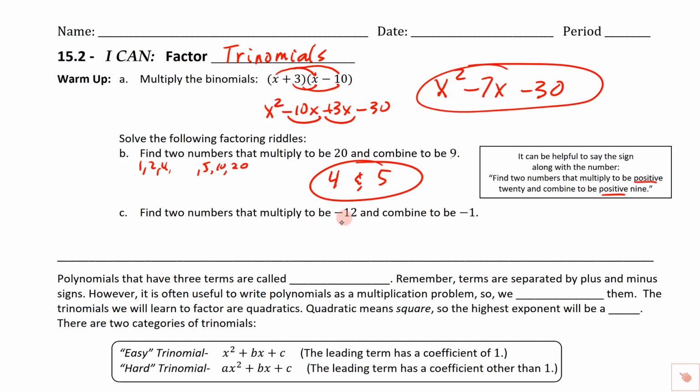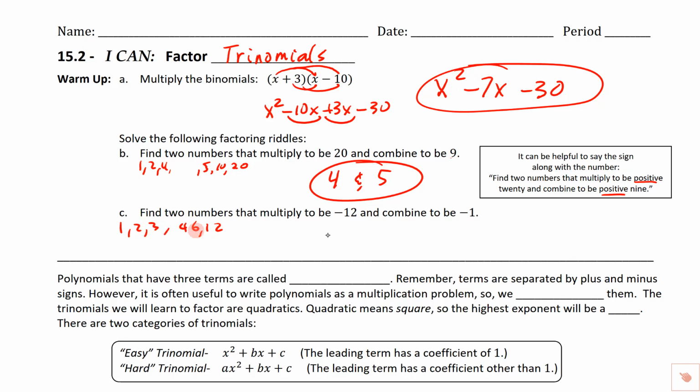Well, the way they're going to multiply to be a negative is one would have to be negative and one would have to be a positive. So let's try it this way. 1 goes into 12 12 times, but you can't make a 1 out of those. 2 goes in there 6 times, but you can't make a 1 out of a 2 and a 6. 3 goes in there 4 times.